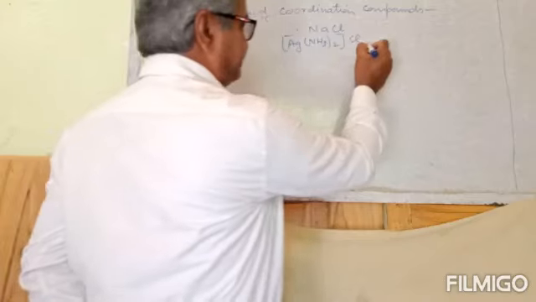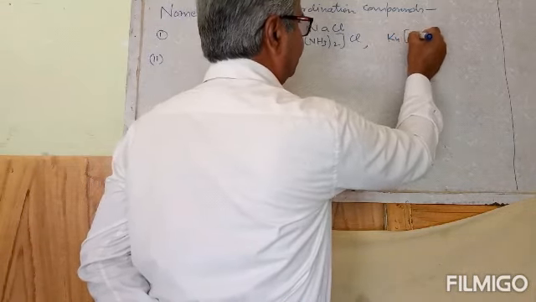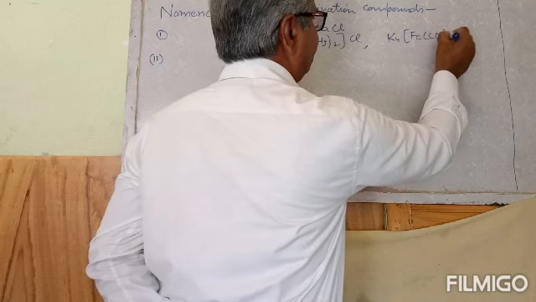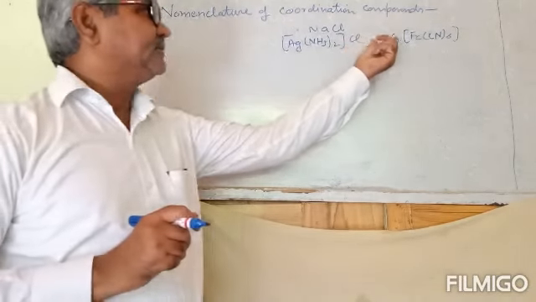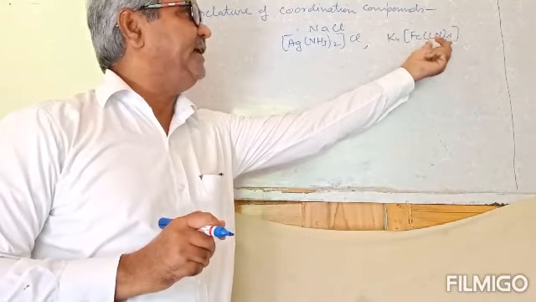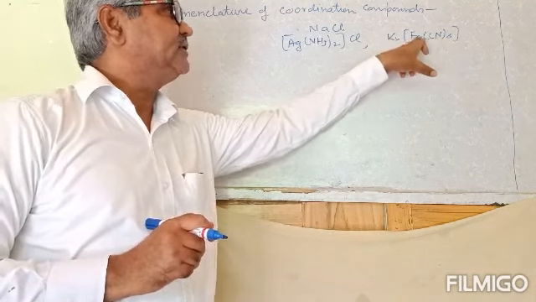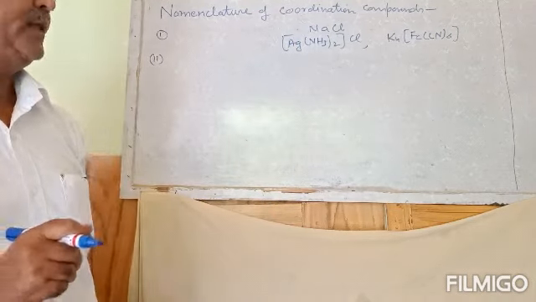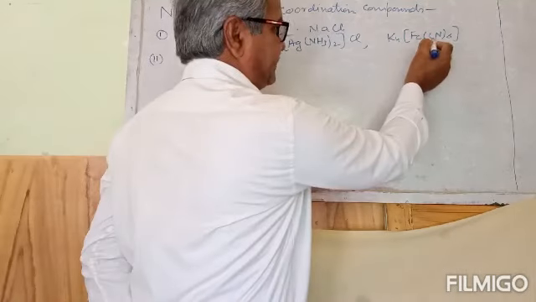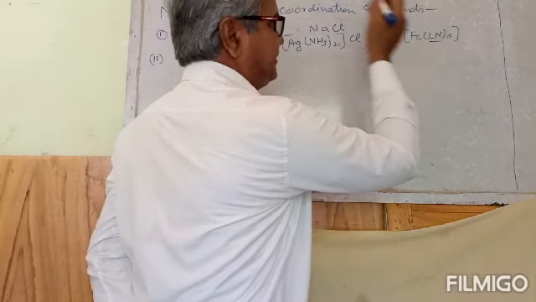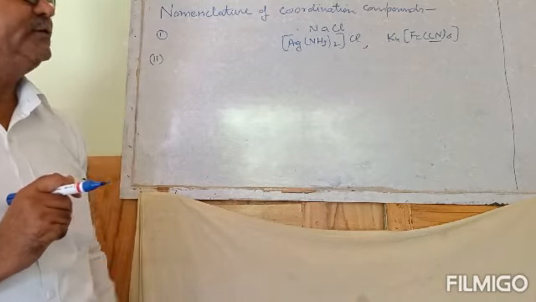Other example, K4[FeCl6]. Cationic part is potassium and this is the anionic part. So this will be named first, followed by the name of this ion, which is anionic. Why naming this part? This is ligand. It will be named first, followed by the name of the metal.